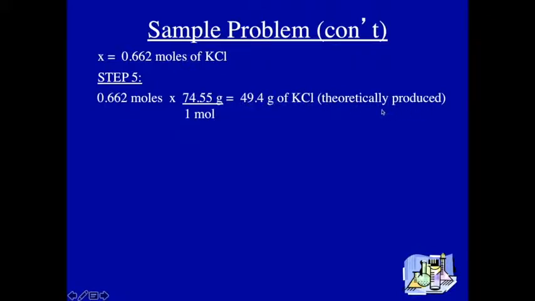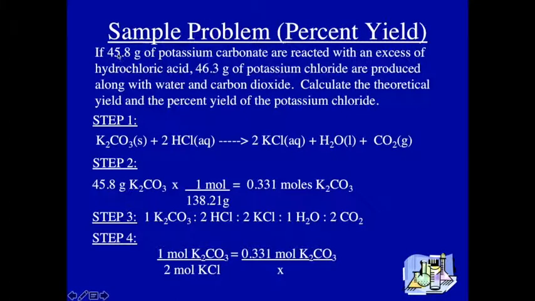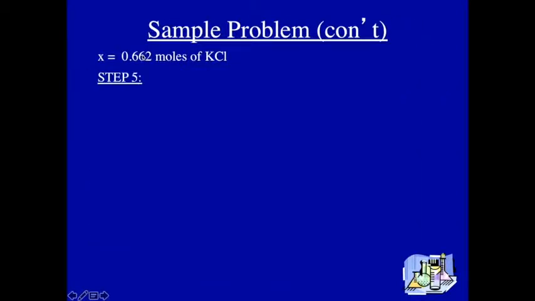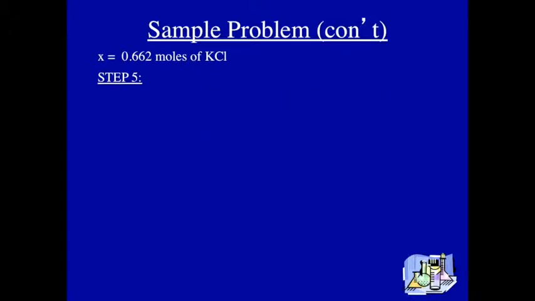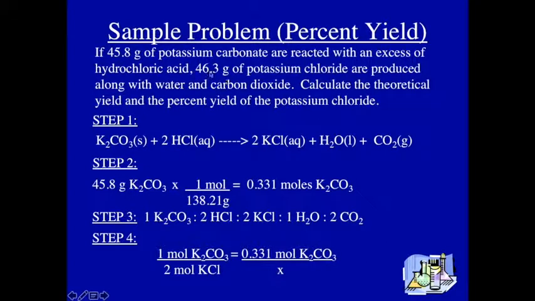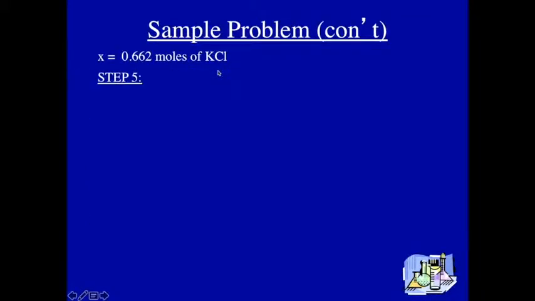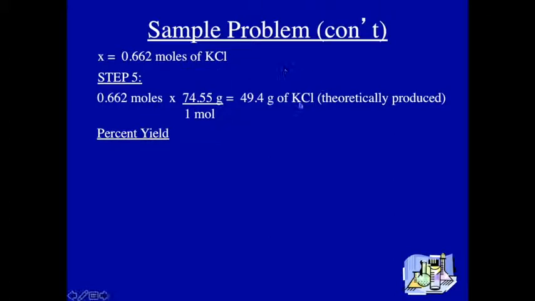In a best case scenario, if I put in 45.8 grams of potassium carbonate, I should be getting out 49.4 grams of potassium chloride. Now, what does this actual problem say? It says I had 46.3 grams produced, which is a little bit less than my theoretical yield. Percent yield is the actual yield over the theoretical yield times 100. So in this case, my percent yield is 93.7%.